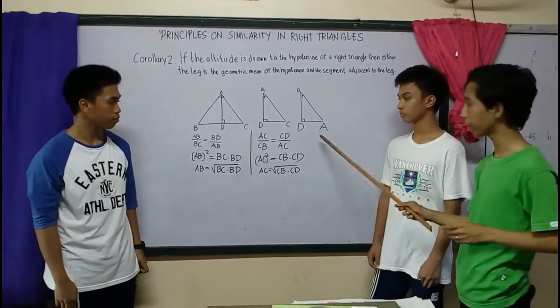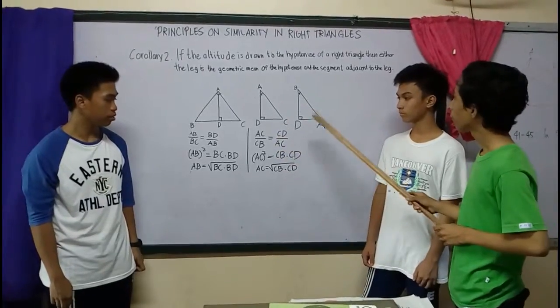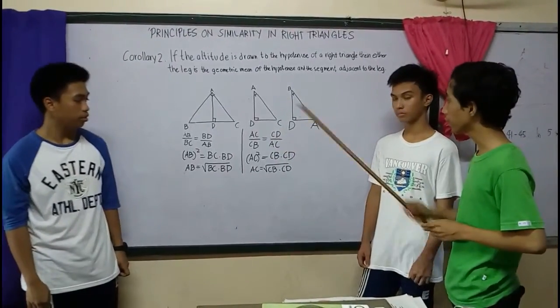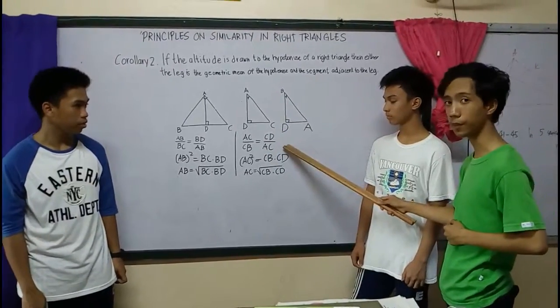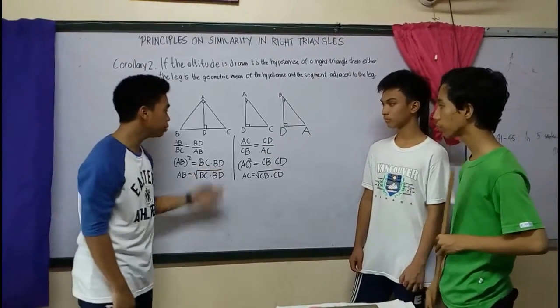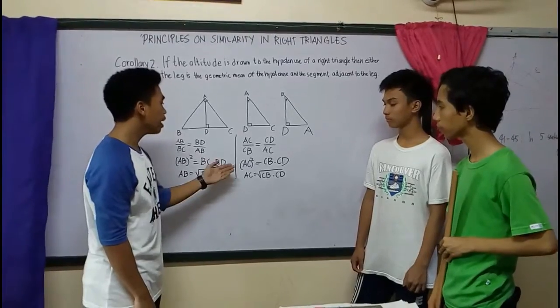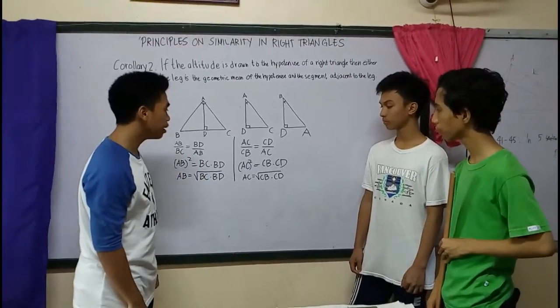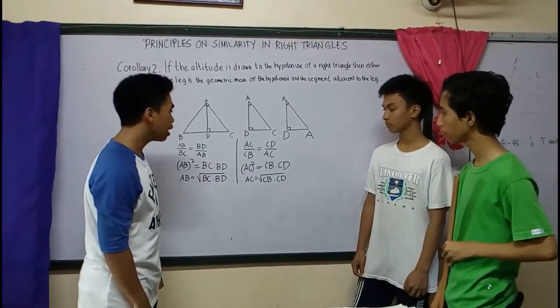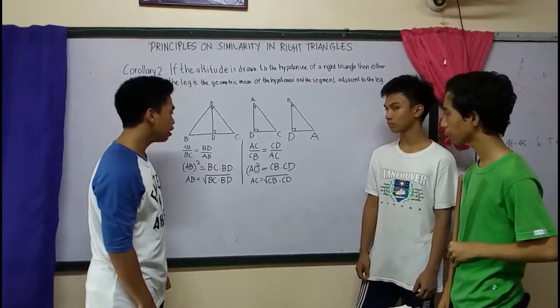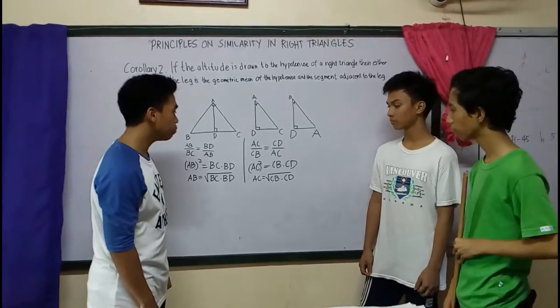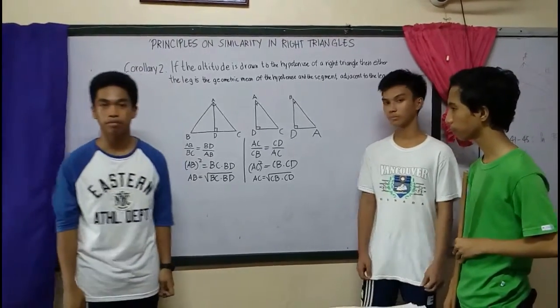Same goes with the other leg. For the other leg, the proportion created is AC over CB is equal to CD over AC. Again, by cross multiplication, the equation will be AC squared equals CB times CD. And simplifying this equation will result in AC equals the square root of CB times CD.